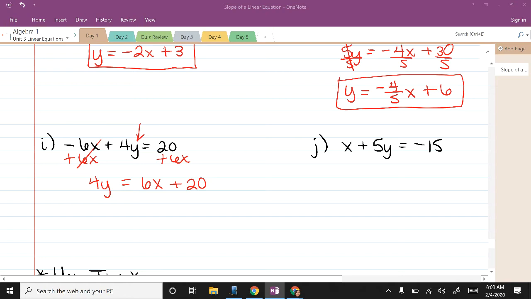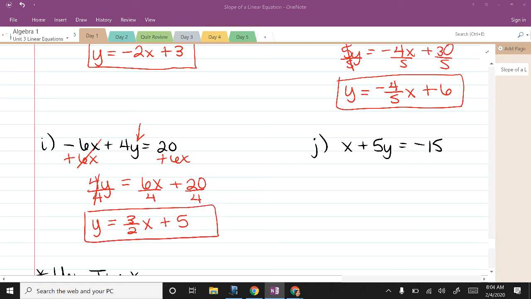Now, what do you think we're going to do to get rid of 4? Divide all your terms by 4. So then we can simplify, right? So 4 divided by 4 cancels out, leaves me with just y. What does 6 over 4 reduce to? 3 over 2. Very good. 3 halves, whatever you want to call it. Plus, what's 20 divided by 4? 5, and that's positive, so plus 5. And there we go.